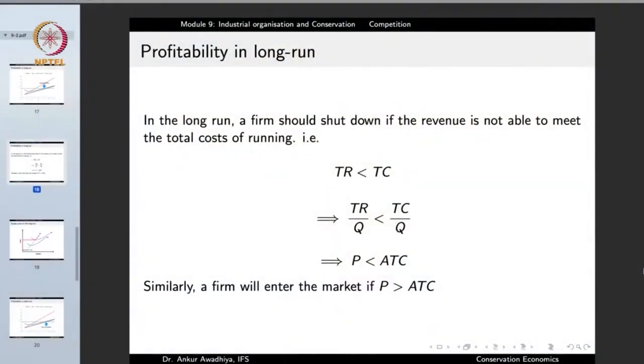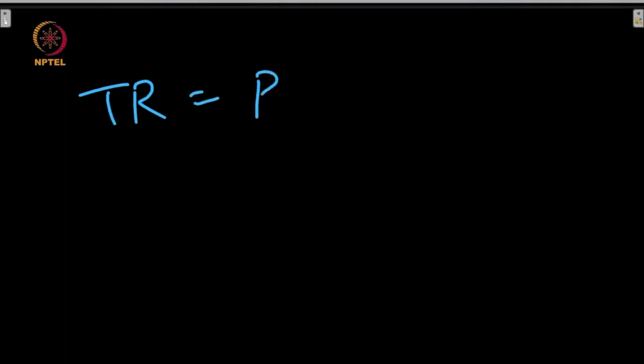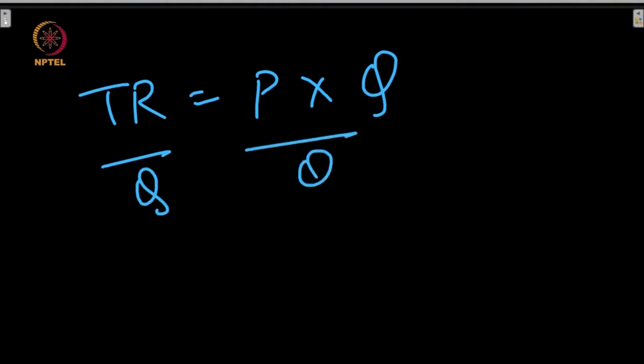So in this case, what we are saying is that the firm should shut down when the total revenue is less than the total cost, or TR is less than TC. So if you divide both the sides by Q, we will get TR by Q is less than TC by Q. Now TR by Q, this term is equal to price, because we have seen that the total revenue is equal to P into Q. And so TR by Q is equal to P into Q by Q, which is equal to P.